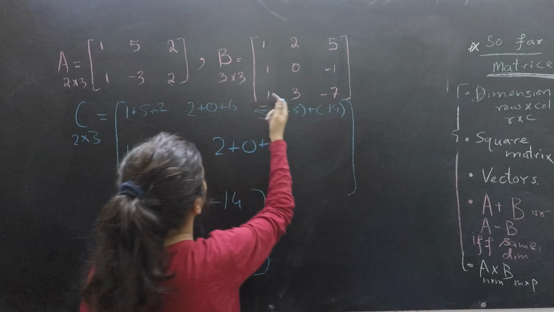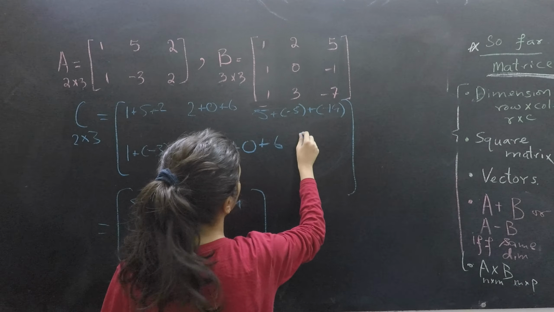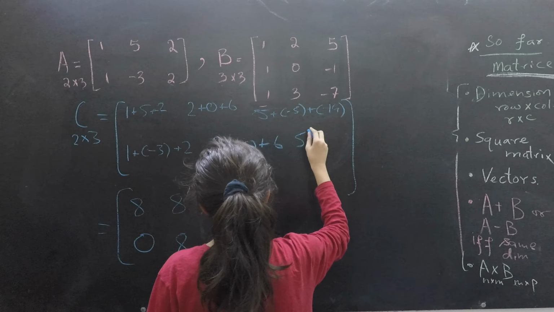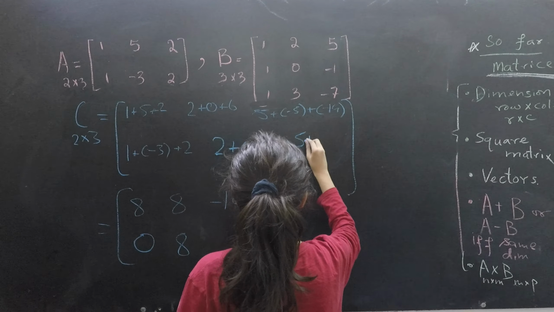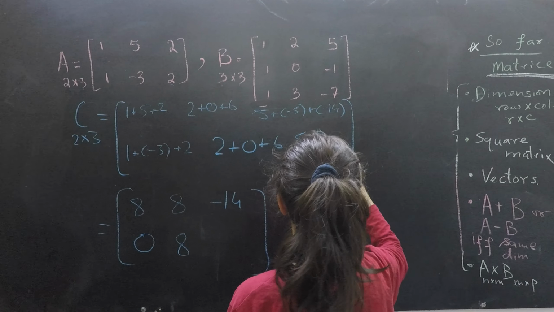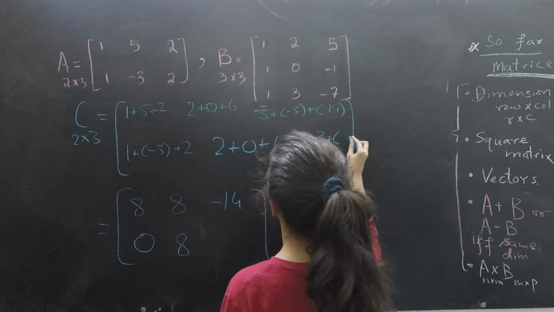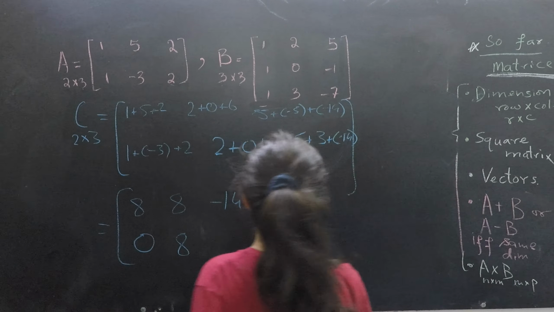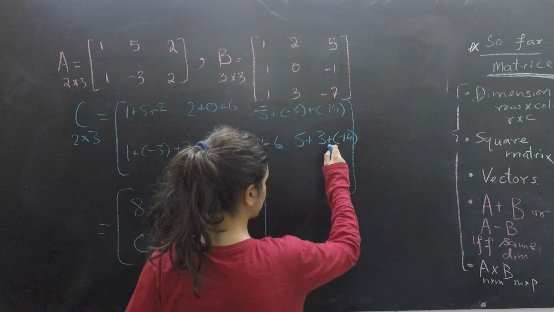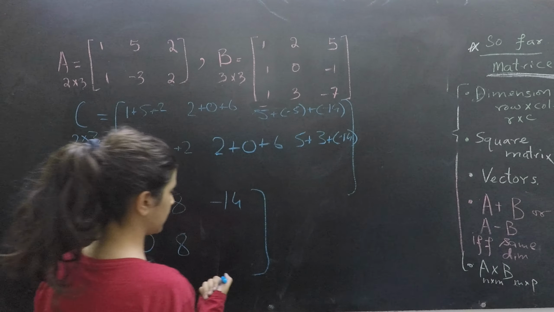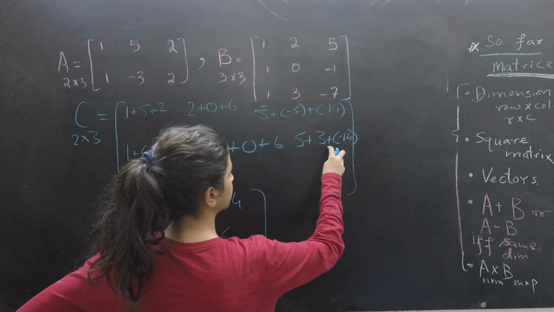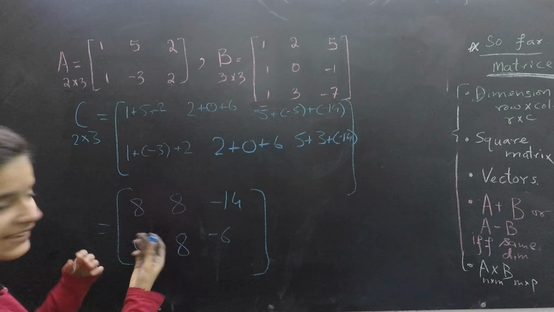Now 1 multiplied by 5 and minus 3 multiplied by minus 1, which will be plus 3, and then 2 multiplied by minus 7, which will be minus 14. Now 5 plus 3 is 8. 8 plus minus 14, so 8 minus 14 is minus 6. Now this is our answer.